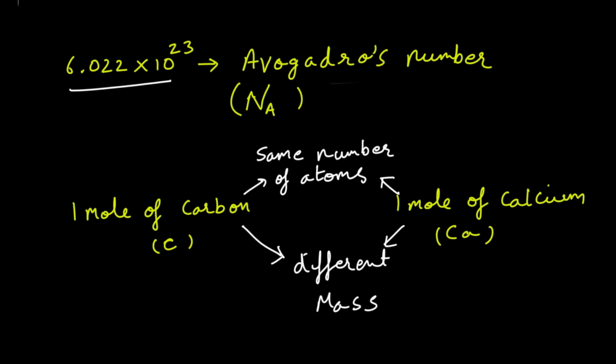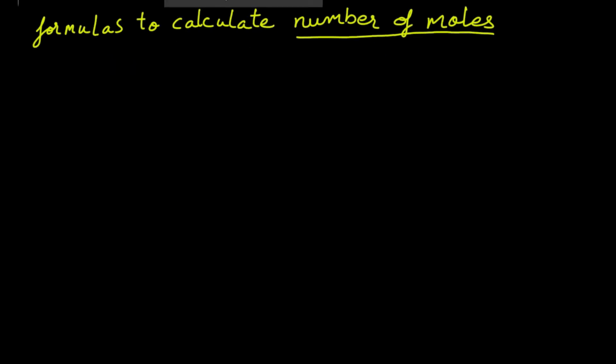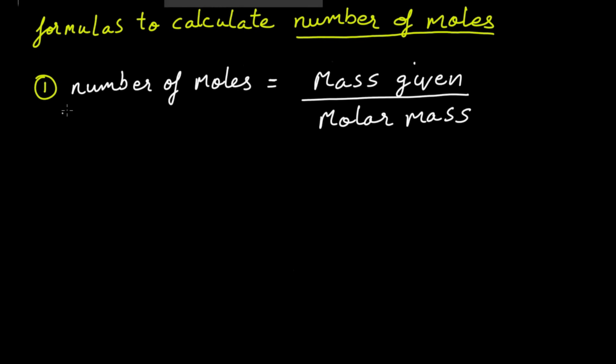Now let's move to how to calculate number of moles. There are two different formulas to calculate number of moles. First one is number of moles is equal to mass given upon molar mass. Mass given will be generally in grams. So the first formula is number of moles is equal to mass given upon molar mass.